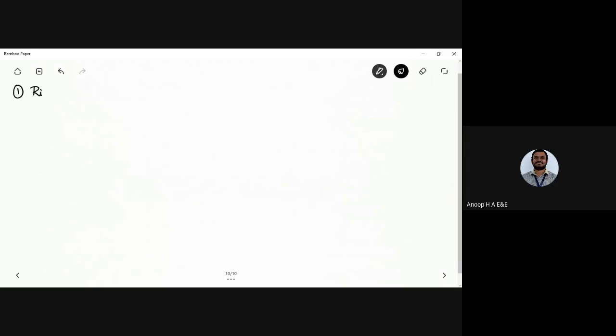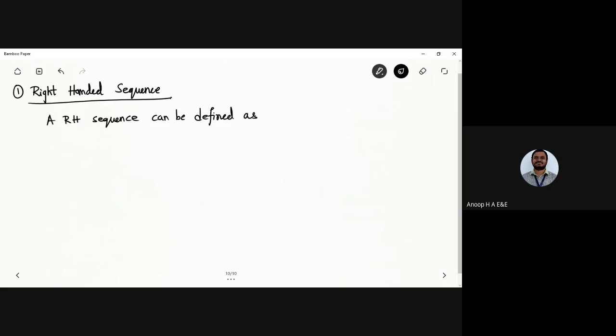Okay, keeping these fundamental aspects in mind, I can move on to the first sequence, that is nothing but the right-handed sequence. A right-handed sequence can be defined as: x of n will be equal to 0 for all n less than n naught, where n naught is positive or negative, but it is finite.